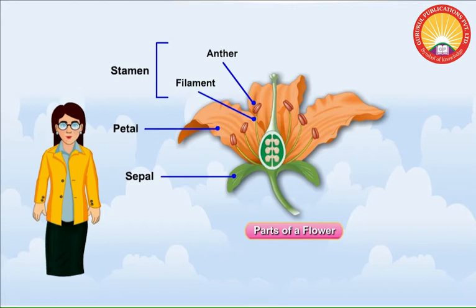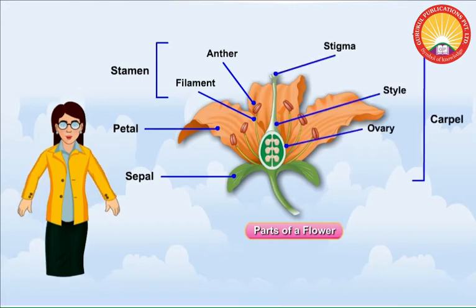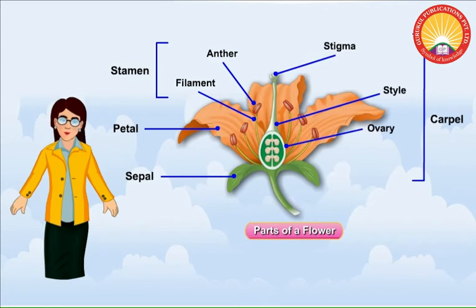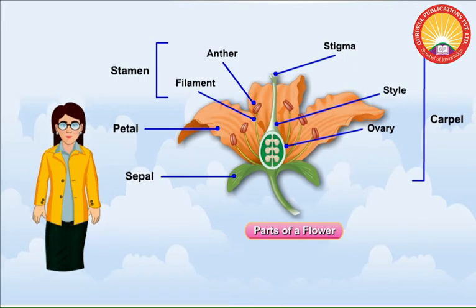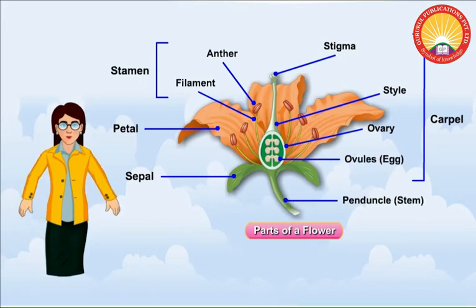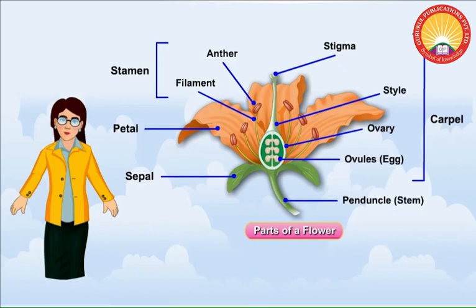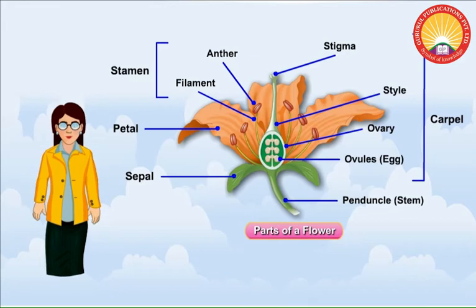Anther contains pollen grains. Carpel is the female part of the plant that contains stigma, style, and ovary. Ovary has ovules. For making the fruit, pollen grains are carried from one flower to another by wind, water, small insects, etc.